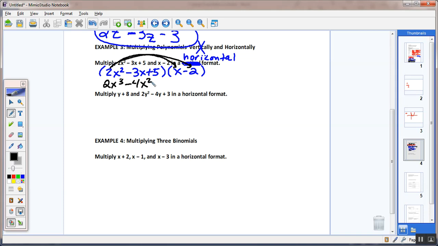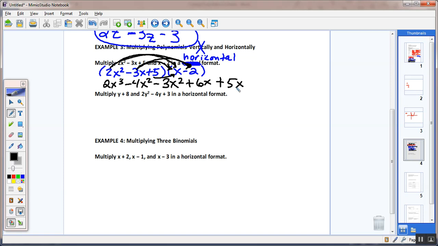Okay. So I've taken the 2x squared times everything over here. Now I need to take what times everything over here? Negative 3x. So I'm going to take the negative 3x times x, which would be negative 3x squared. And then the negative 3x times the negative 2 would be plus 6x. Now what do I need to do, kids? 5 plus 5x minus 10. Plus 5x, because that's the 5 times the x right here, right? And then what was the last part of this?